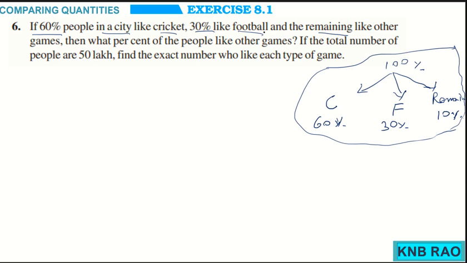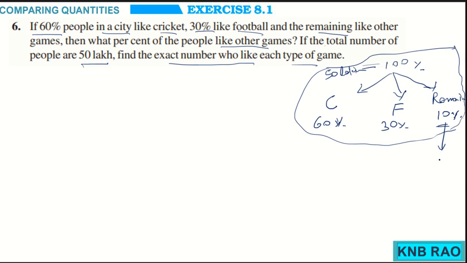Now remaining like other games, then what percent of the people like other games? You know already it is 10%. If the total number of people is 50 lakh, that means 100 percentage is 50 lakh, find the exact number who like each type of game. See, if 100 percentage is 50 lakh, definitely the rest of the things you can easily find. 50 lakh, 100. So the 10s cancel. If you take away 10 here, 10 here, 5 lakh equals 10.